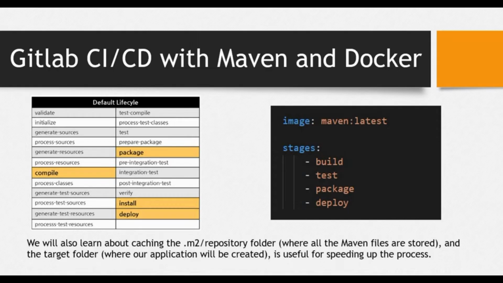We will also see in this tutorial how to cache. We'll see how the caching mechanism works in GitLab. We will cache the .m2 repository, where the Maven files will be stored, and also the target folder, where once you build or package your application or install it, you will have a jar or war file saved under the target folder. This caching will help speed up the whole process of your pipeline. We will see all those things in the actual demo.